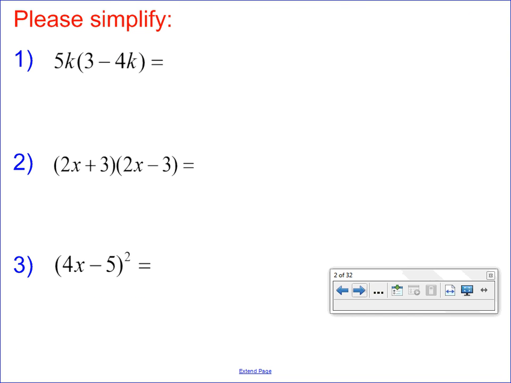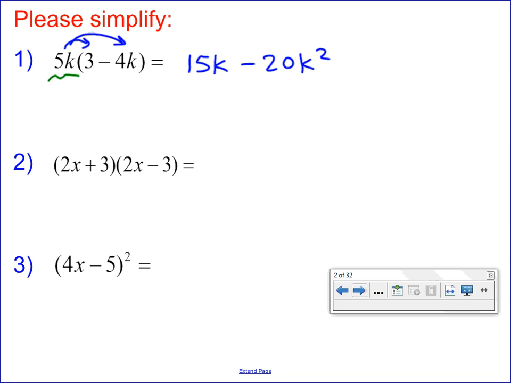We know back from middle school that if we have an outside factor like 5k, right, multiplying some binomial polynomial, in this case 3 minus 4k, we can simply use the distributive property and go term by term. So we grab onto the outside factor 5k and distribute it through the parentheses term by term using multiplication. So this one's easy cheesy. We get 15k and then minus 20k squared.